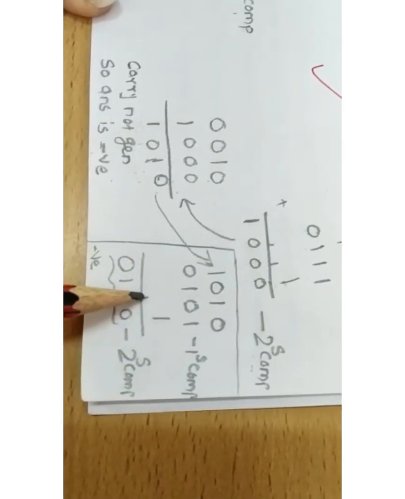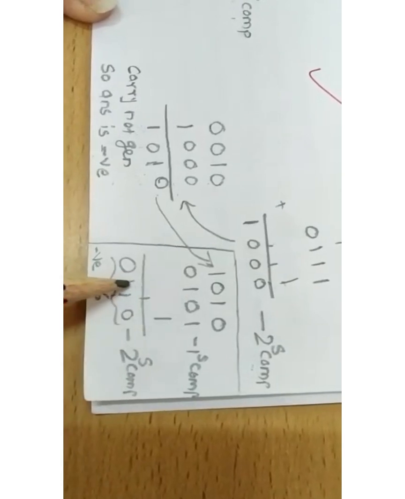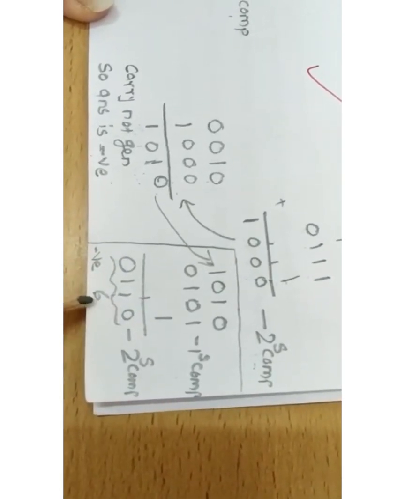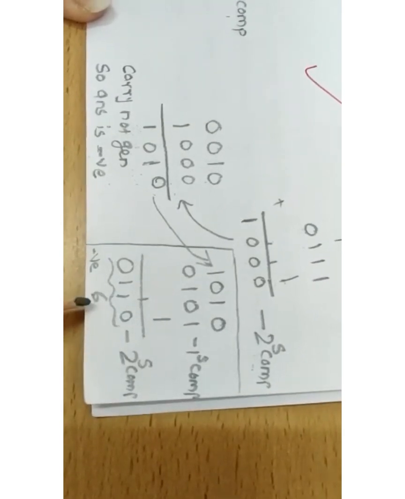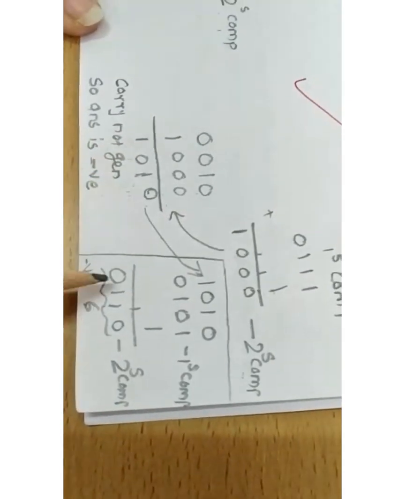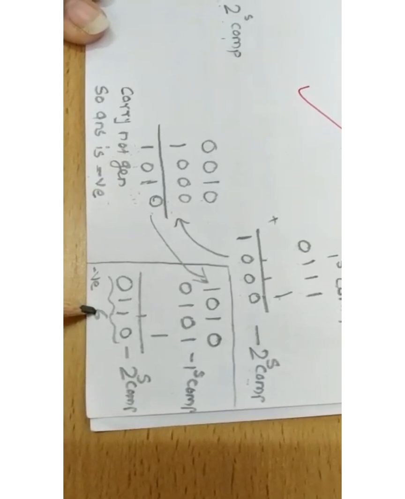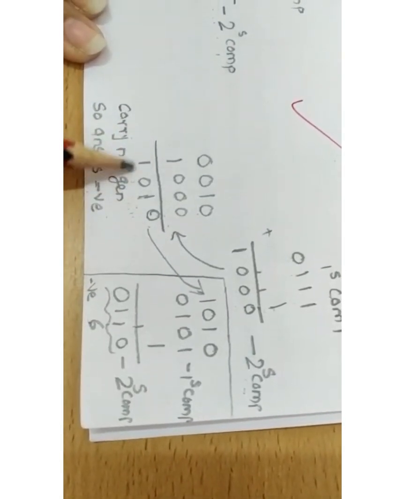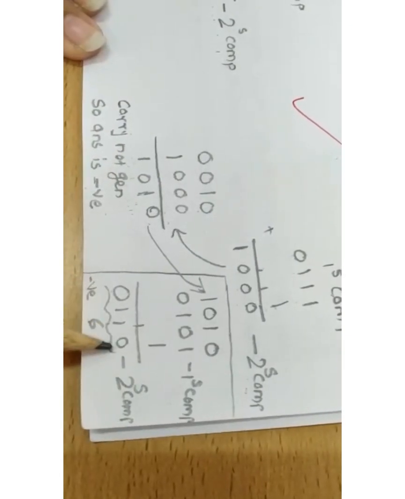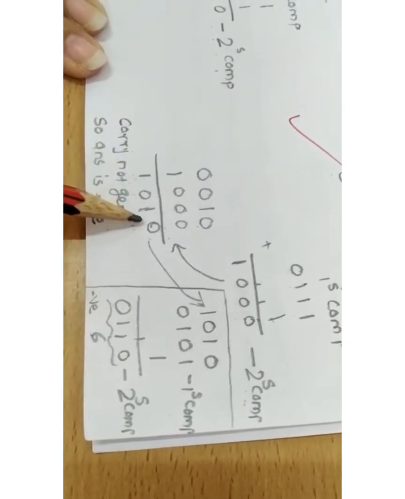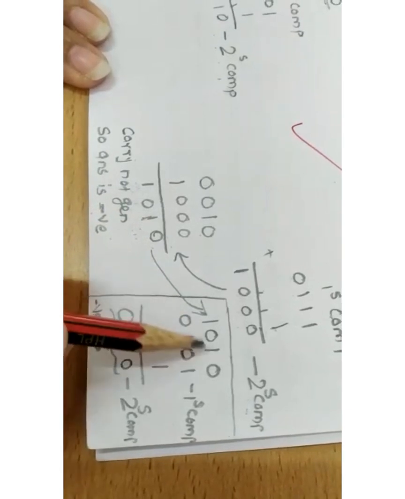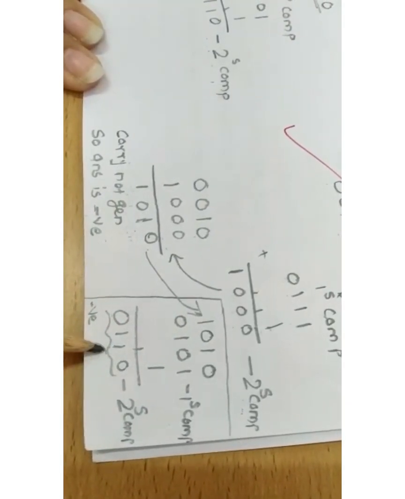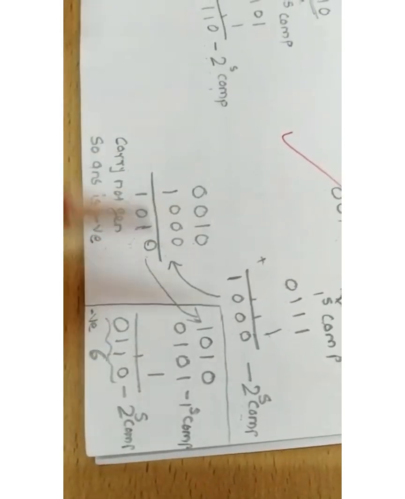So 0101 plus 1 gives 0110. You are getting the output 6, which means your answer is correct, but this is a negative 6, because the carry is not generated. At the kit output, you are not getting 0110, you are getting 1010, and you have to do the theoretical work to get the correct answer, that is 6.